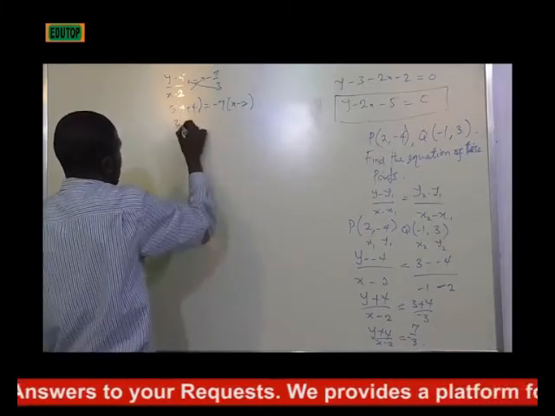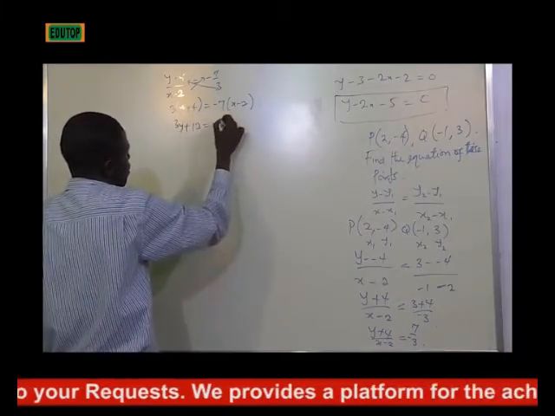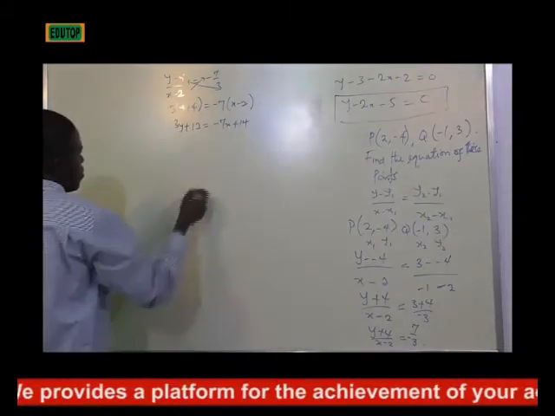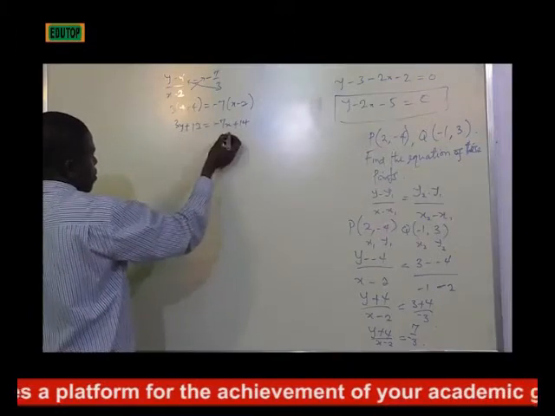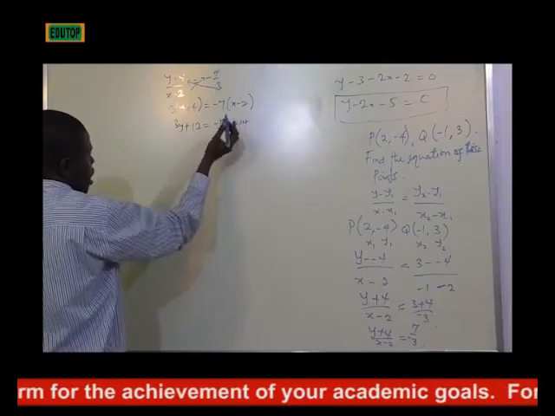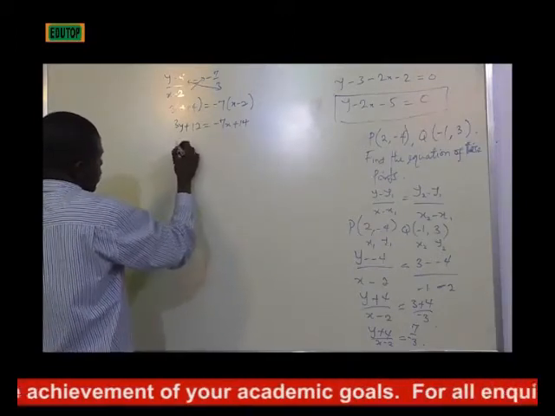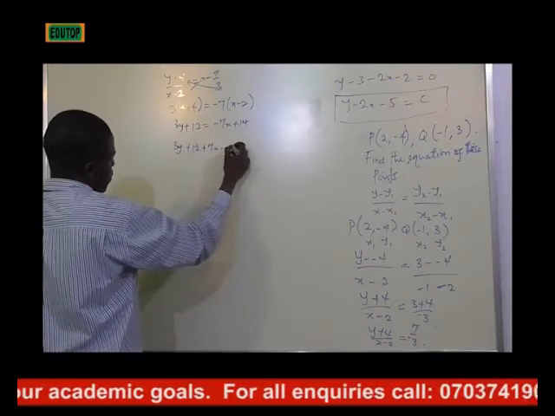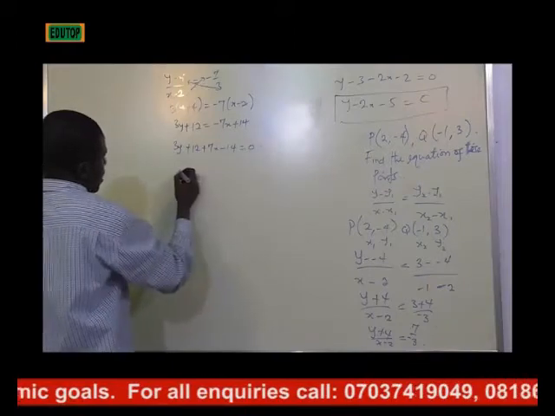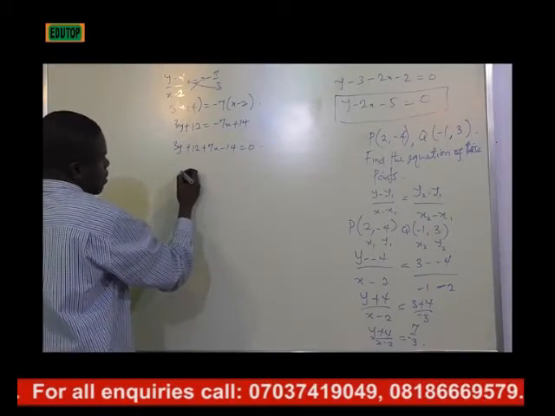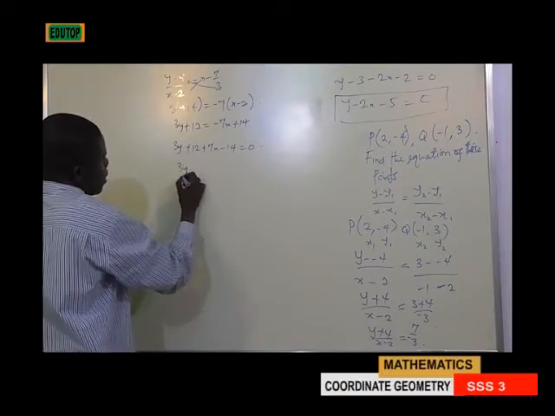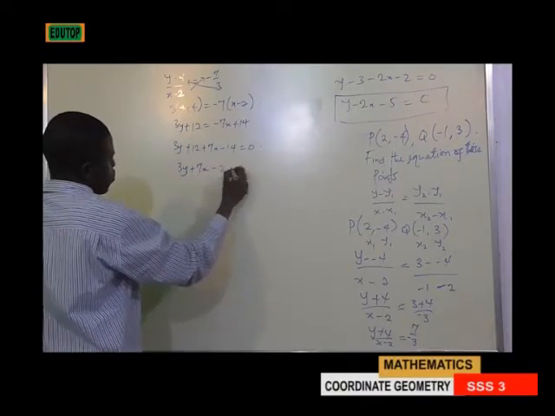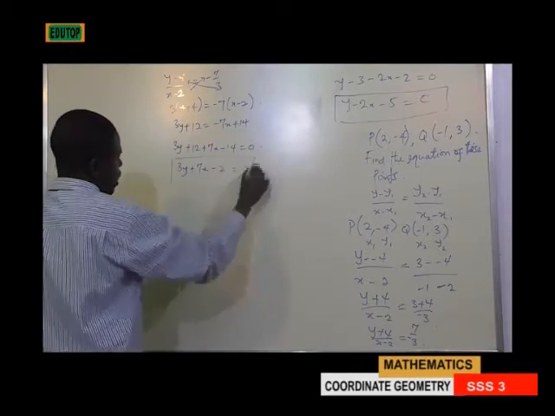Then this gives us 3y plus 12, and this gives us minus 7x plus 14. And we'll try to restructure this. Then we'll bring everything on the right hand side to the left hand side. So we have 3y plus 12 plus 7x minus 14 equal to 0. Then here we can write this as 3y plus 7x minus 2 equals 0. So this is the equation of the line.